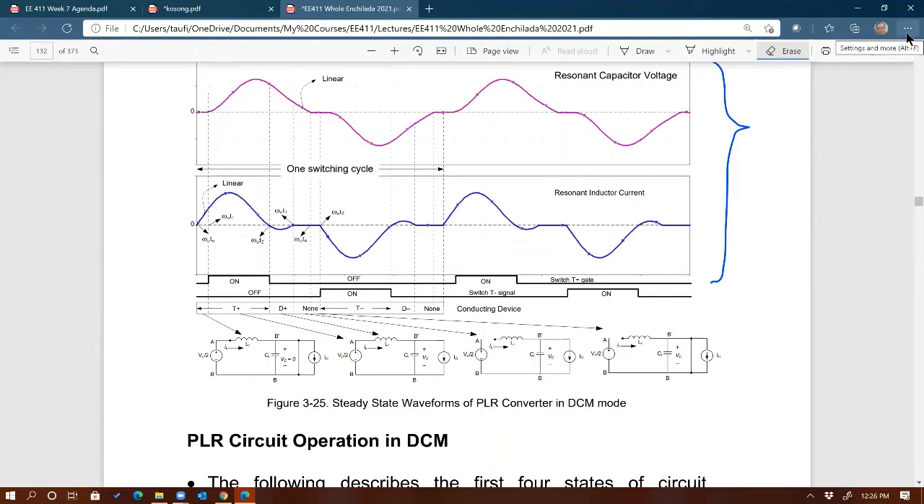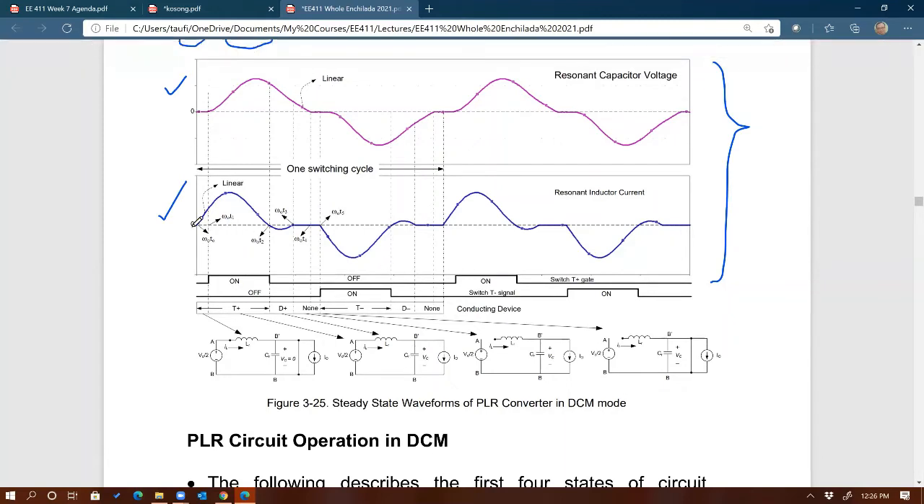So here, just go through this. For the DCM, the top waveform, just like in SLR, is the resonant capacitor voltage waveform, and the bottom waveform is the resonant inductor current waveform. Now you see why this is called discontinuous conduction mode, because you see the 0 segment right there. The inductor current fully discharges and then it stops before we turn on the other switch. So we allow the inductor current to go to 0 and stay at 0 until the next time we turn the other switch on.